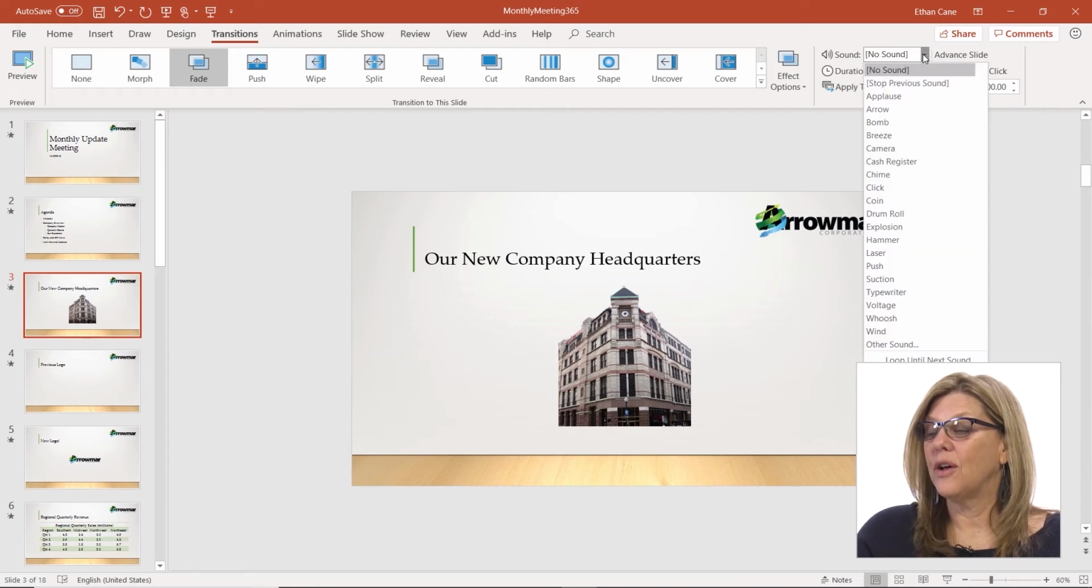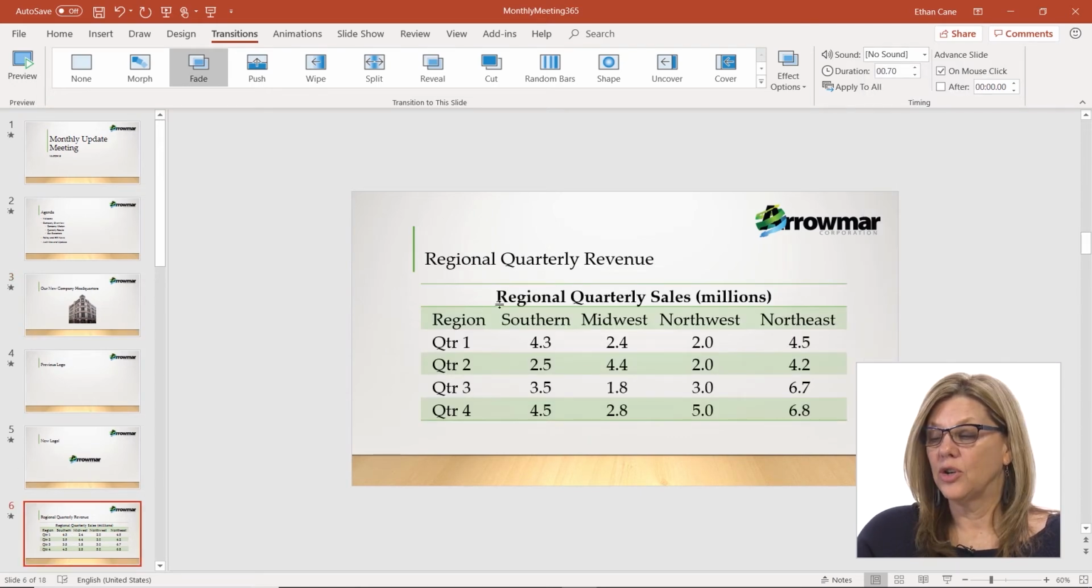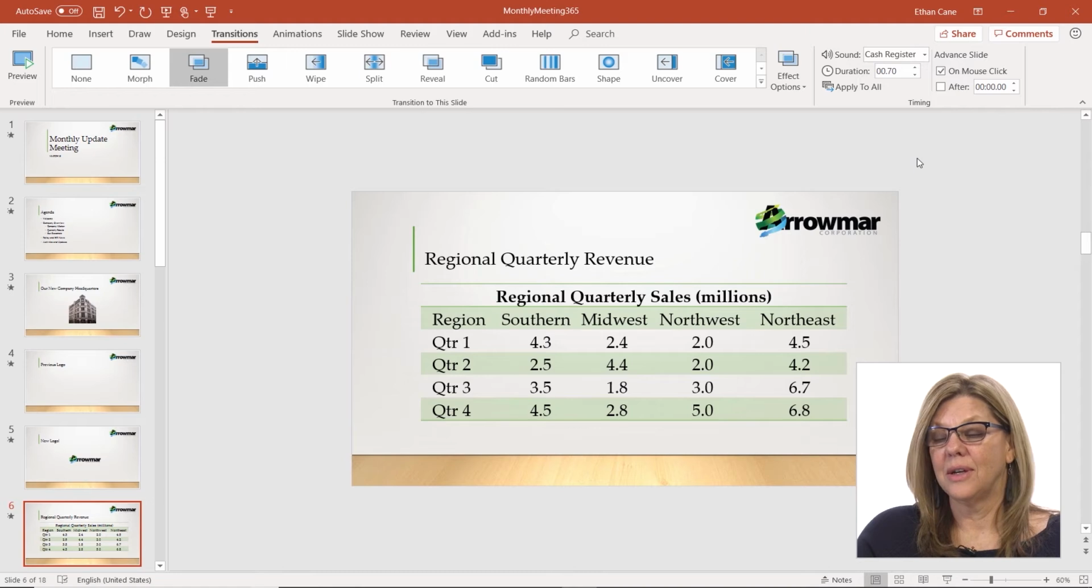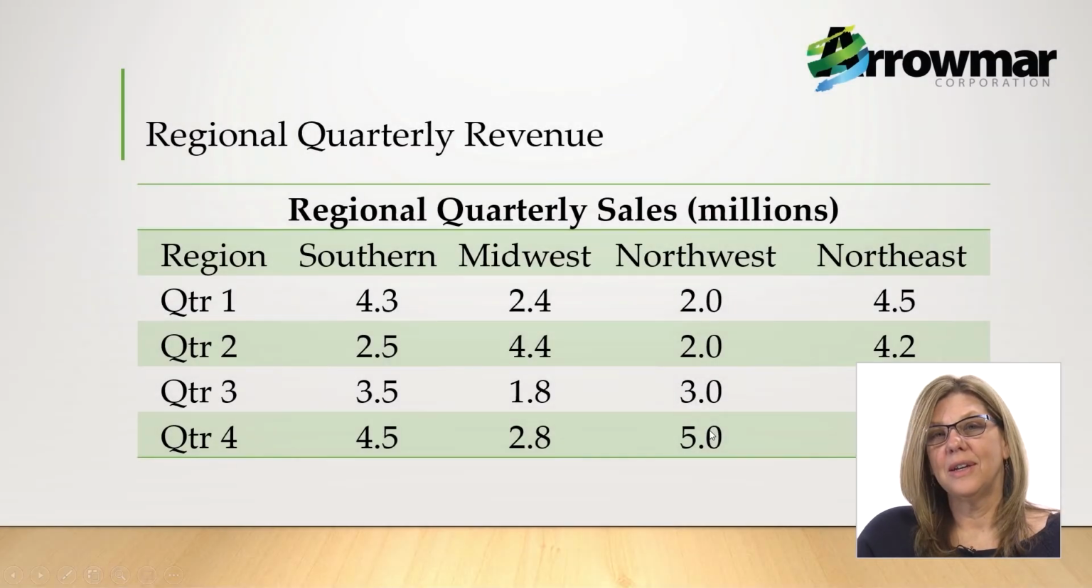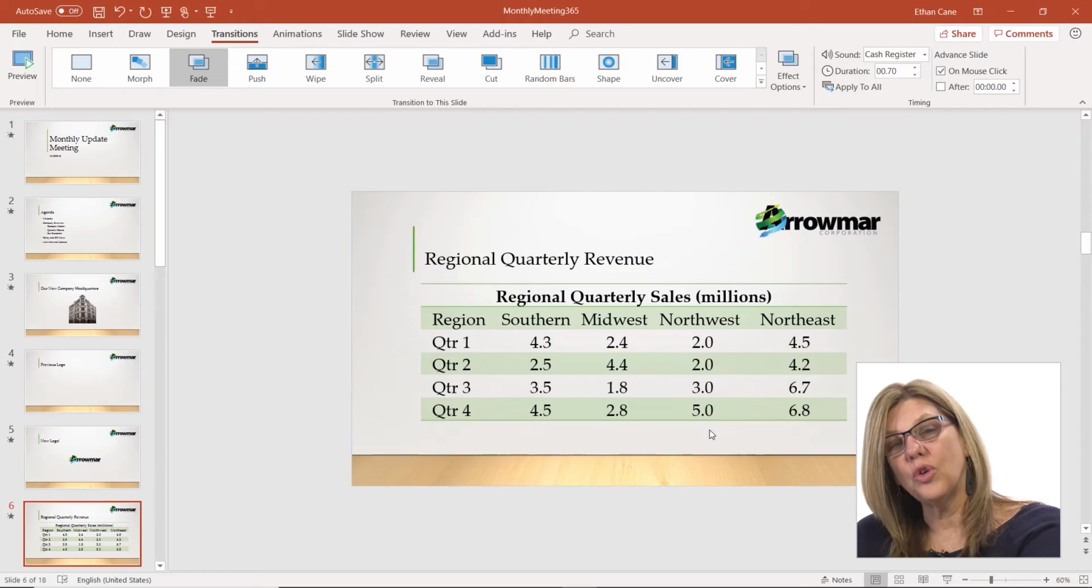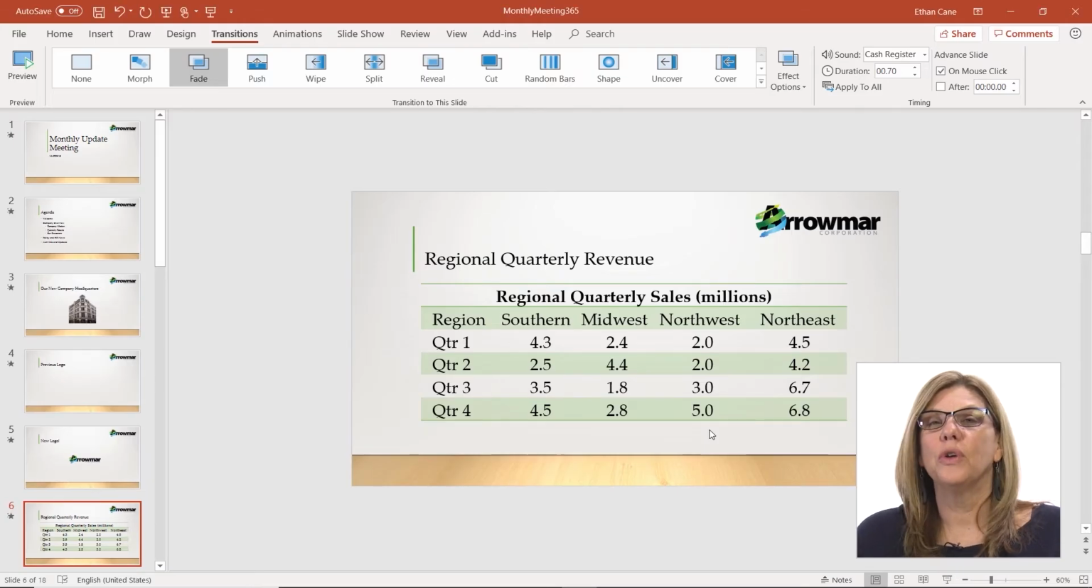Now, I can also add sounds to my transitions. By adding a sound from the drop-down, I can, if I'm coming into a slide about money, so here's our quarterly sales, maybe I want to add a cash register sound to this slide, to the transition. And when I play it, I hear that cash register sound.